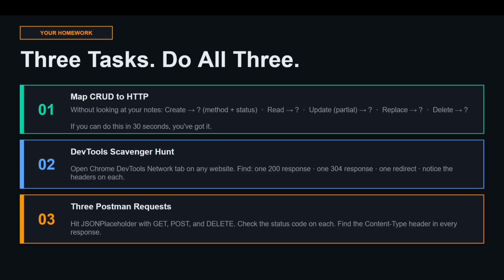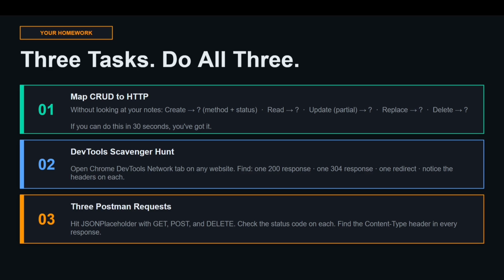Another thing is to open your browser dev tools network tab. On any website, if you find a request with a 200 response, a 304 response, or a redirect, notice the headers of each type. Just take a look at the headers.